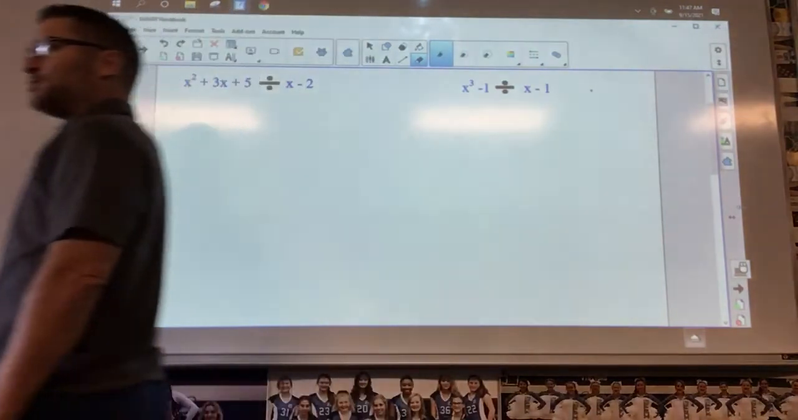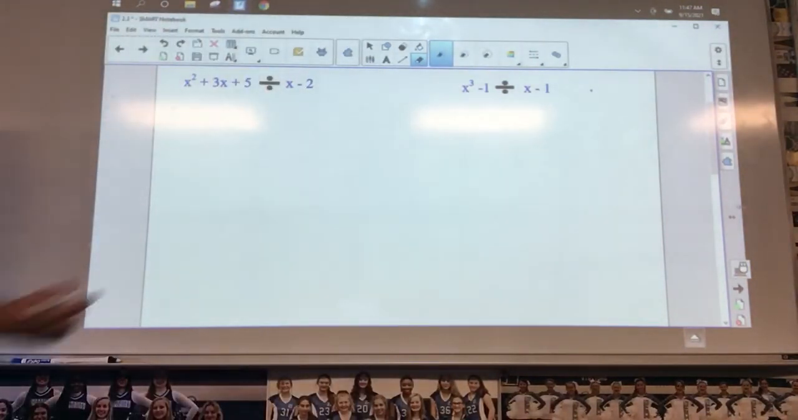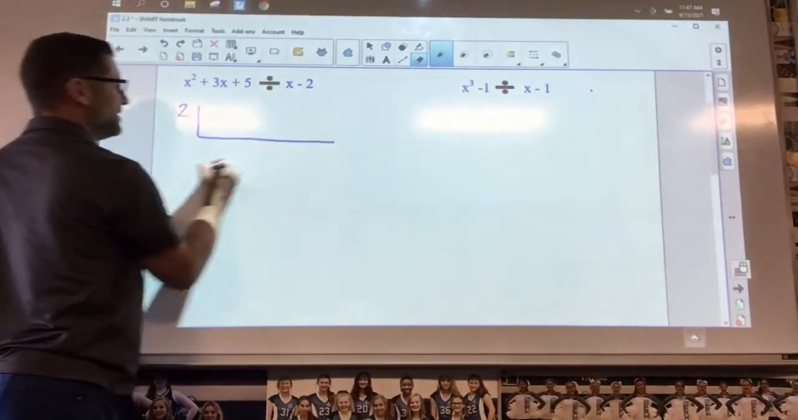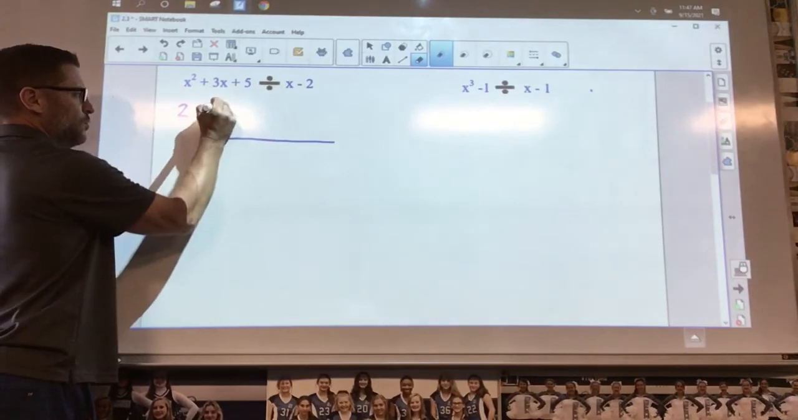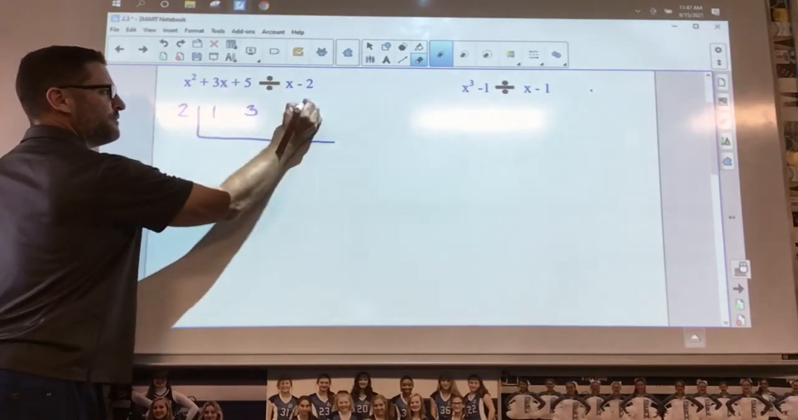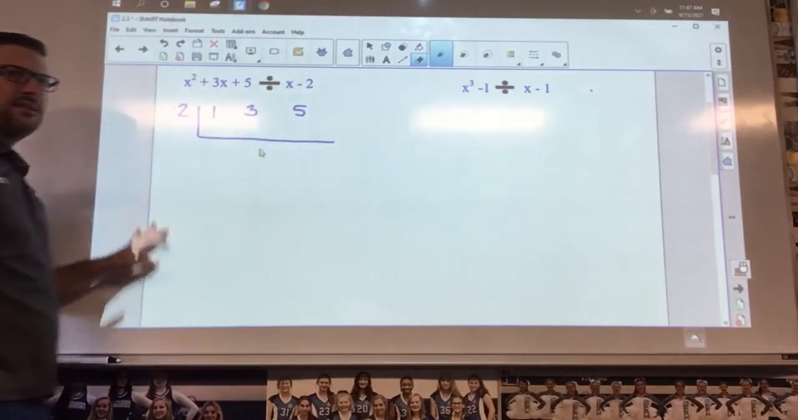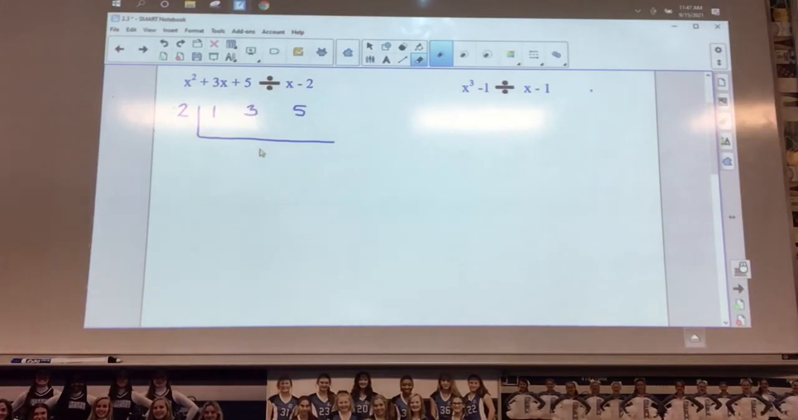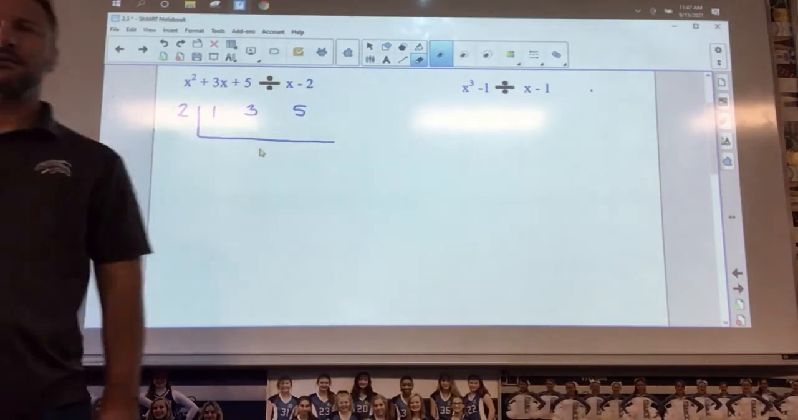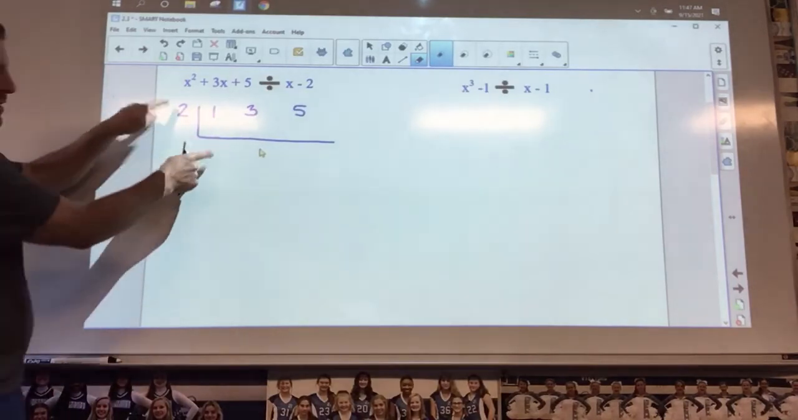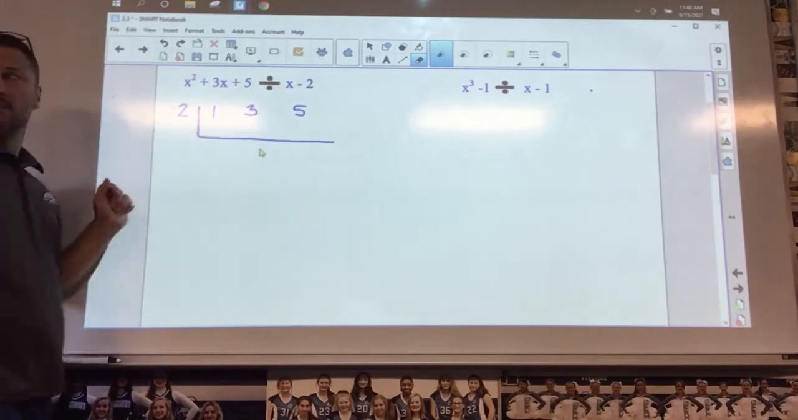Is synthetic division an option? Yes. What would go outside the hut? 2. Inside the hut? 1, 3, 5. Drop it, multiply, add. Multiply, add. See if you can do the synthetic division right now. Drop the 1, multiply, and go with it. Bring the 1 down, multiply it here, put it there, and then add them up.